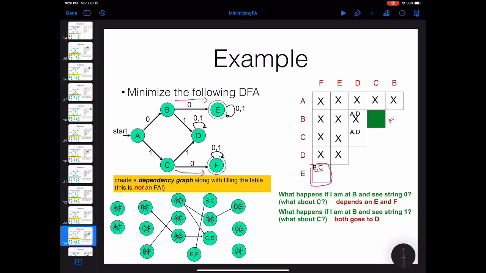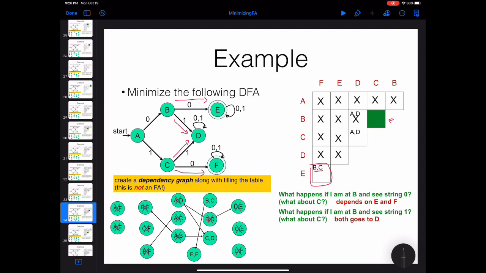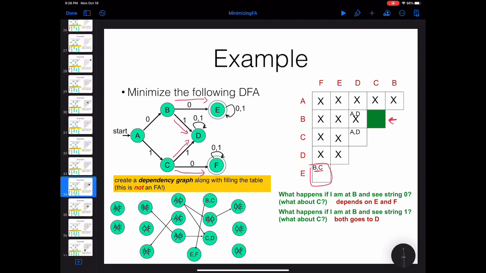So the other transition of B and C is going to go over 1. Both of them over 1 is going to D. So I know that they are going to go to the same state. So this is the only dependency for B and C. I'm done with checking this cell. The next cell to check is the cell C and D.